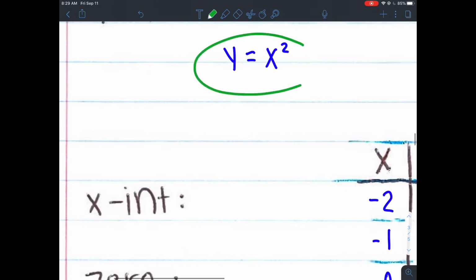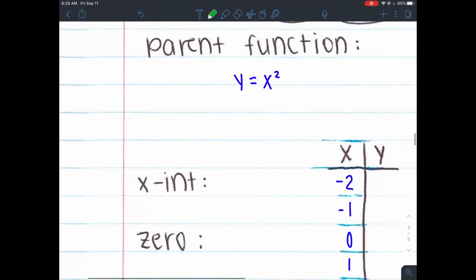Using this function, I'm going to plug in -2 for x. So I'm going to have y equals, plugging in -2 for x. Anytime I plug in, I always use parentheses, so I don't make a mistake by accident. Well, what is -2 squared? In a calculator, if I put parentheses, it should give me +4. Why? Because -2 squared means -2 times -2, which is +4. So I'm inputting the x and I'm getting out a y.